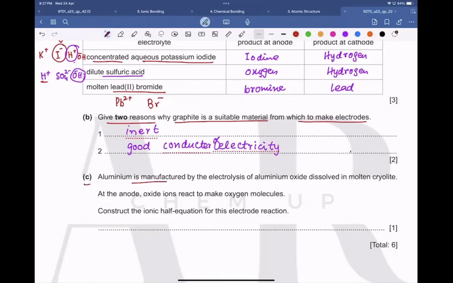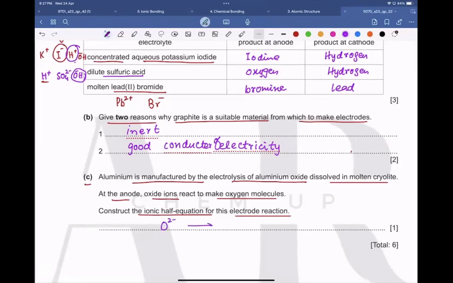Now, C part. Aluminium is manufactured by the electrolysis of aluminium oxide dissolved in molten cryolite. At the anode, oxide ions react to make oxygen molecules. Construct the ionic half equation for this electrode reaction. So, the oxide ion: we know oxygen is in group 6, so it has a 2 negative charge, and it reacts to make an oxygen molecule. The oxygen molecule is O2, so it means there must be two oxide ions.